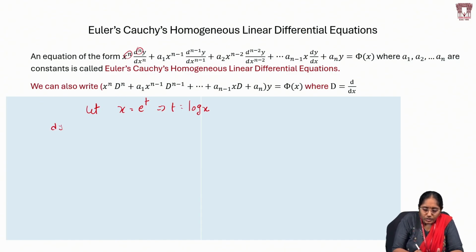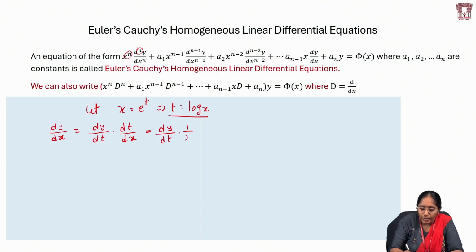Here we need to find dy by dx. We are changing the independent variable x into t, so we are finding y with respect to x. Directly we can't find it, so we are using the total derivative, that is dy by dt into dt by dx. Here t means log x, and the derivative of log x is 1 by x. So we have dy by dt into 1 by x.